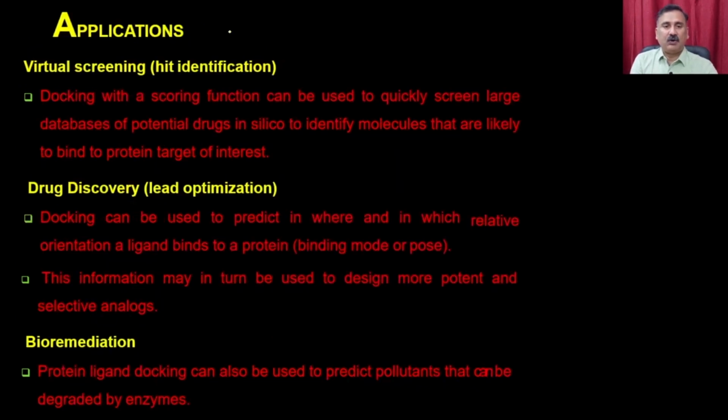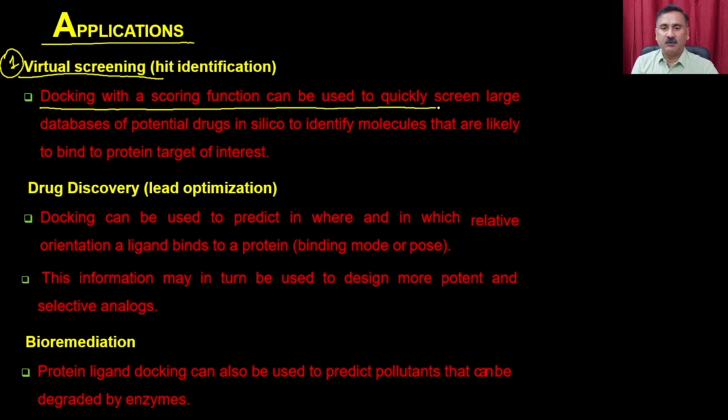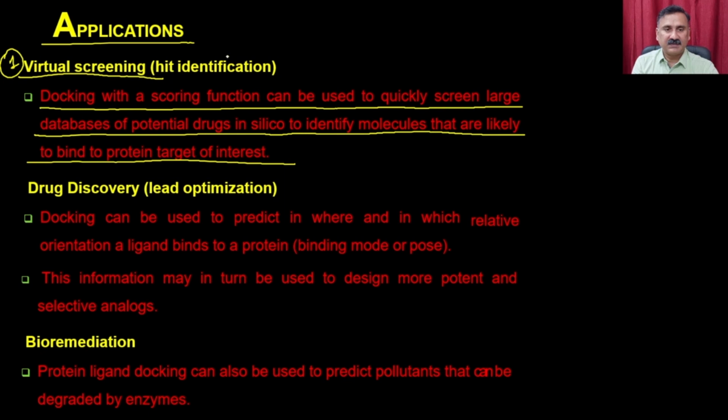So what are the applications of docking? The first application is virtual screening. Docking with a scoring function can be used to quickly screen a large database of protein drugs in silico to identify the molecules that are likely to bind the protein target of interest. This is going to reduce the time and make it cost effective, and it's going to answer a lot of questions, because in a single day you can screen 10 different types of targets. You can screen thousands of molecules to know the probability of these molecules binding, and that you can do in virtual screening.